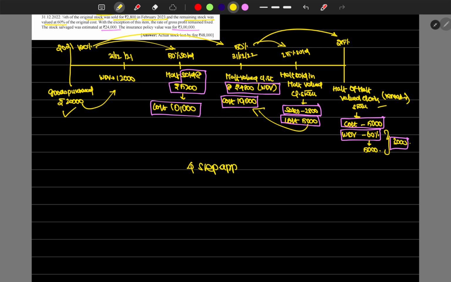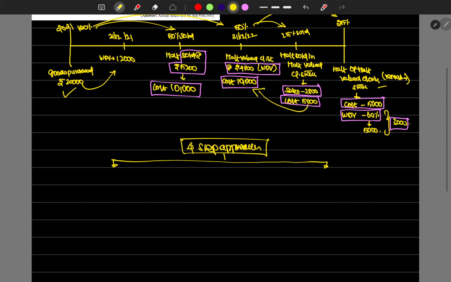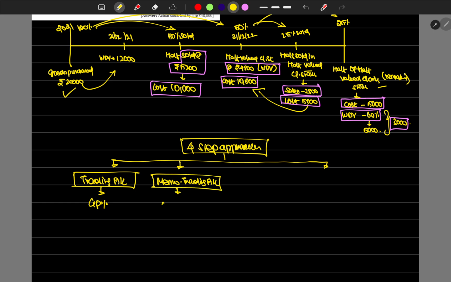4-step approach we are going to follow for most of the insurance claim problems if they haven't given the GP percentage. So the first one is trading account. With this trading account we are going to find out the GP percentage. The second step is memorandum trading account. With this we are going to find out the closing stock on date of fire.